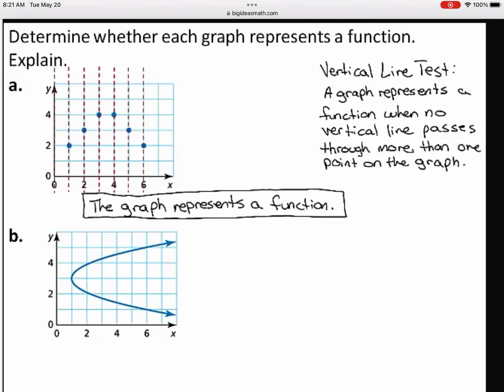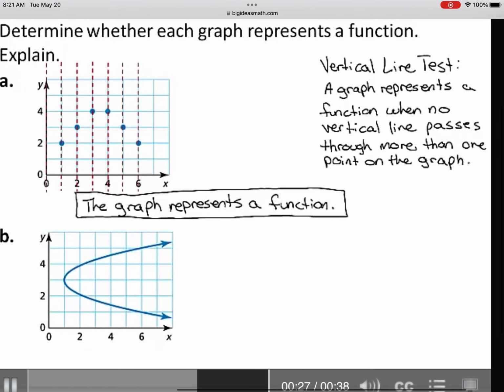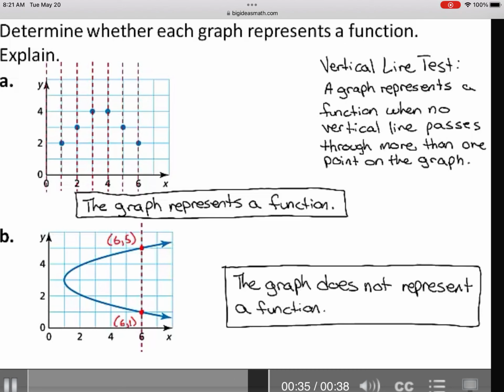Part B. Infinitely many vertical lines can be drawn through 2 points on the graph, such as the line passing through the points 6, 1 and 6, 5. So the graph does not represent a function.